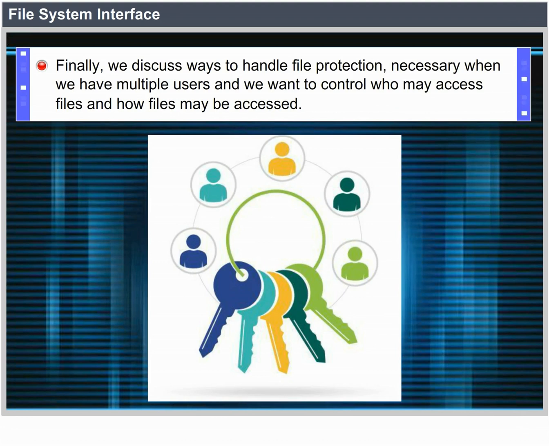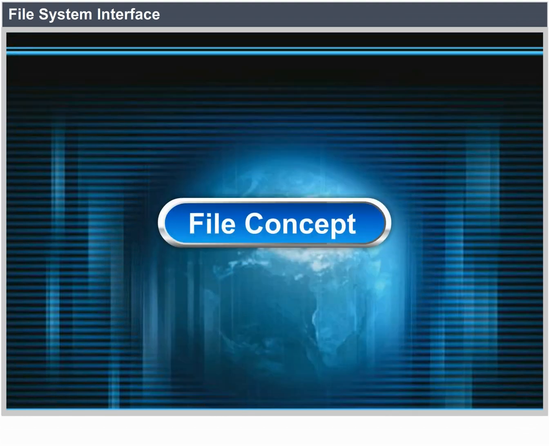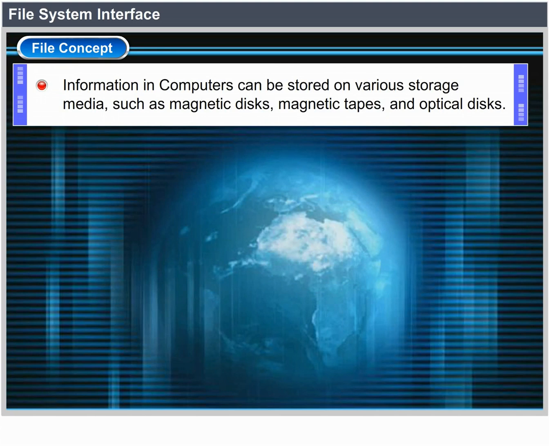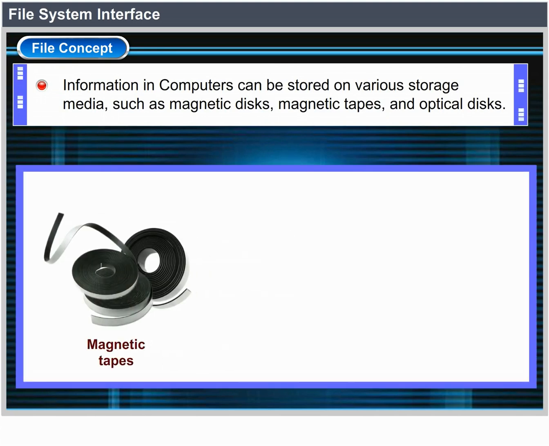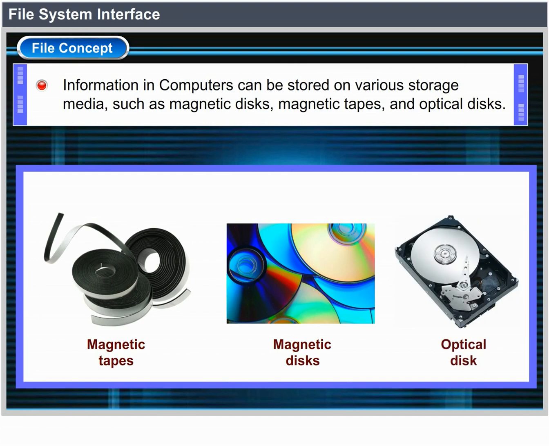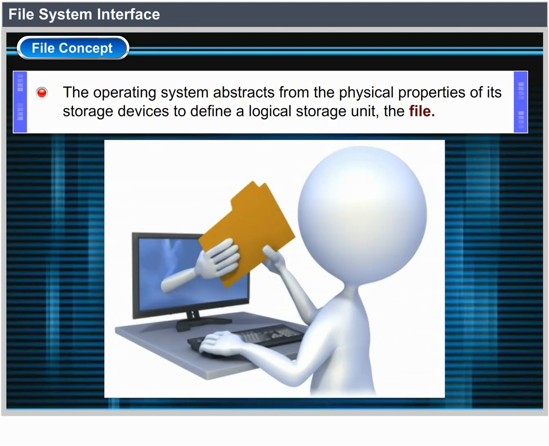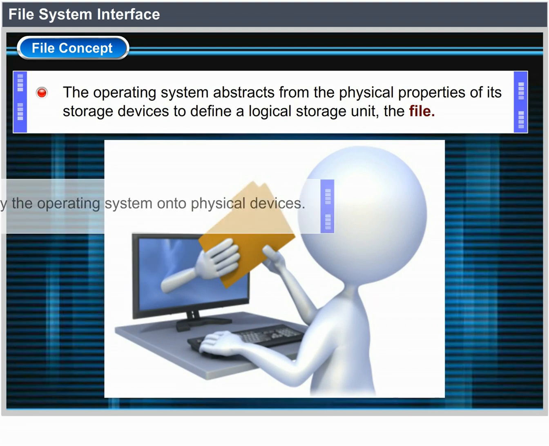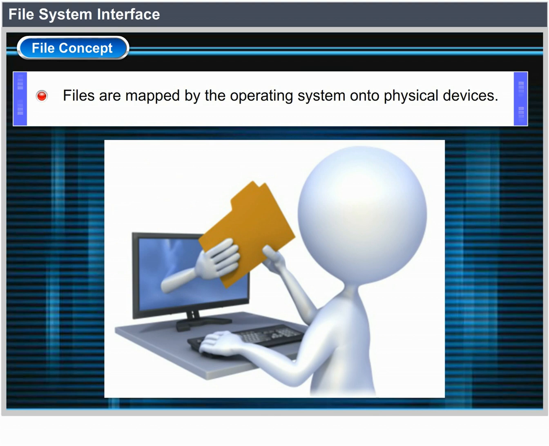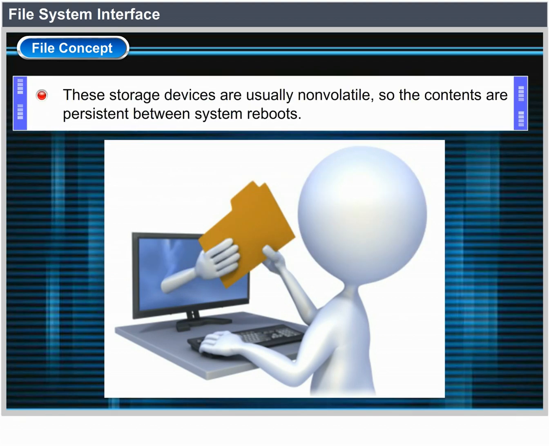File concept. Computers can store information on various storage media such as magnetic disks, magnetic tapes, and optical disks. So that the computer system will be convenient to use, the operating system provides a uniform logical view of stored information. The operating system abstracts from the physical properties of its storage devices to define a logical storage unit, the file. Files are mapped by the operating system onto physical devices. These storage devices are usually non-volatile, so the contents are persistent between system reboots.